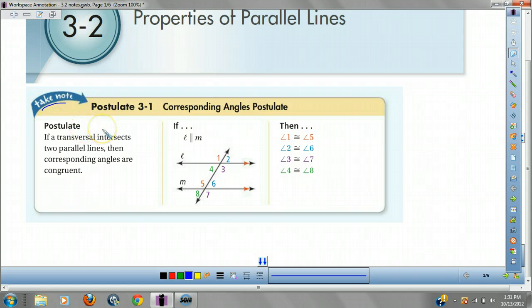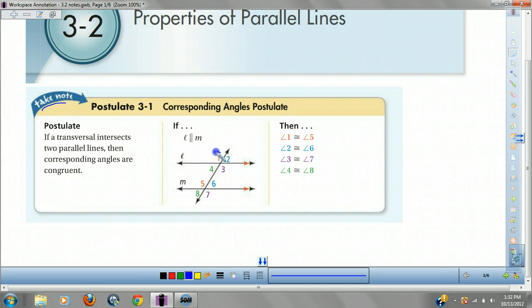Take note. Postulate 3.1, the corresponding angles postulate, states that if a transversal, remember, a transversal is a line that crosses 2 lines, intersects 2 parallel lines, then corresponding angles are congruent. Let's take a look at what that means.